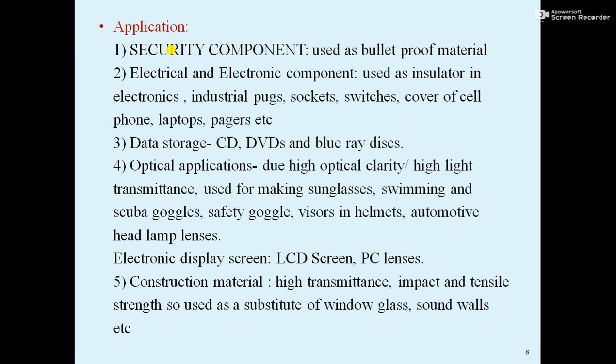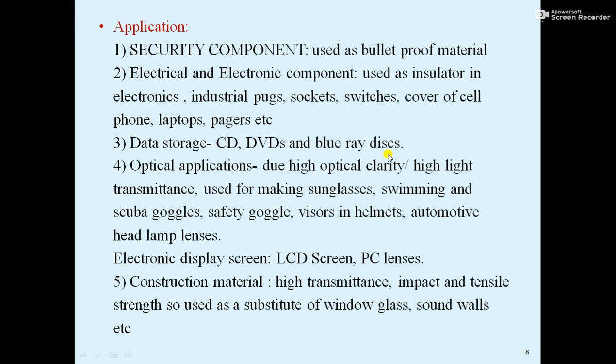First, it is used as a security component. Polycarbonates can be laminated to make bulletproof glasses. This is a major application. Second is electrical and electronic components. Being an electric insulator having heat resistance and flame retardant property, it is used in various products associated with electrical and telecommunication hardware.